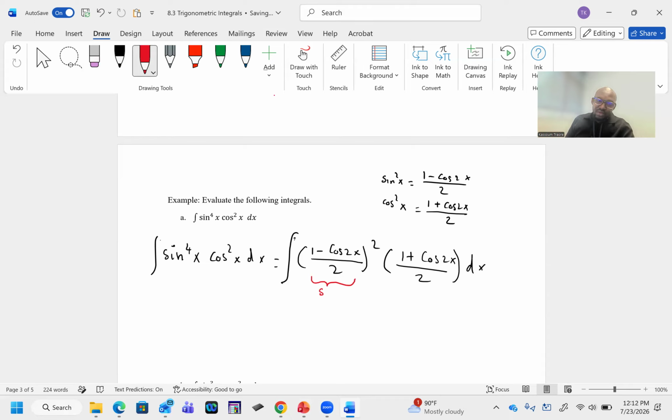Sorry, I was muted. So what I did is inside the parenthesis is sine squared x, so to the square, because you see I just substituted, and this is cosine squared of x, right?